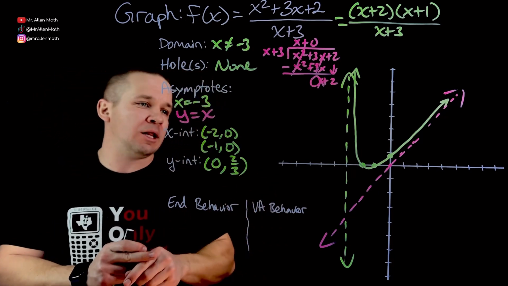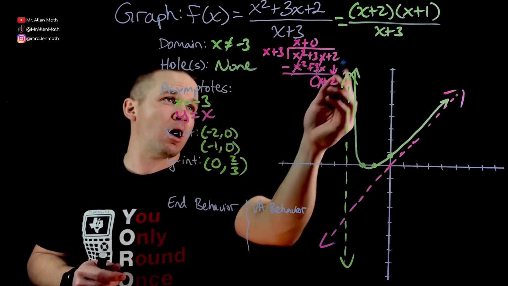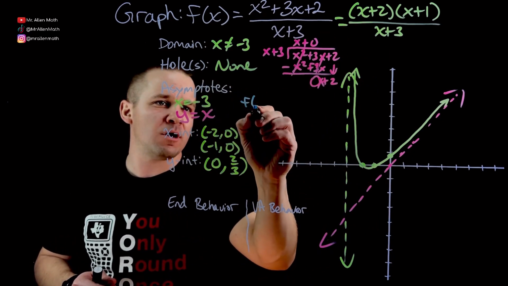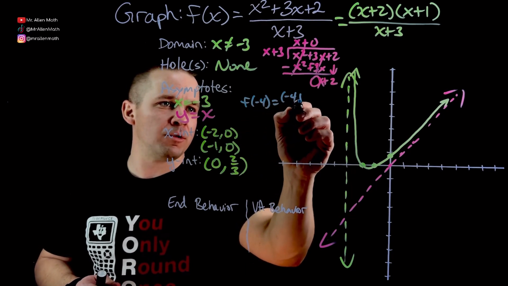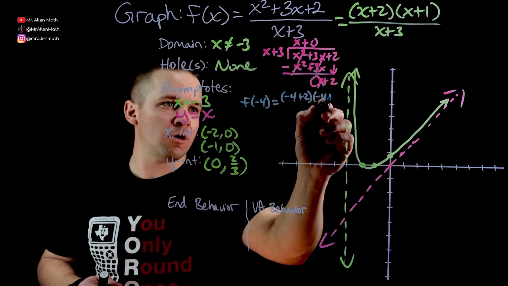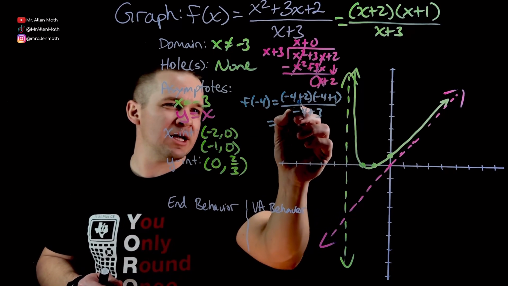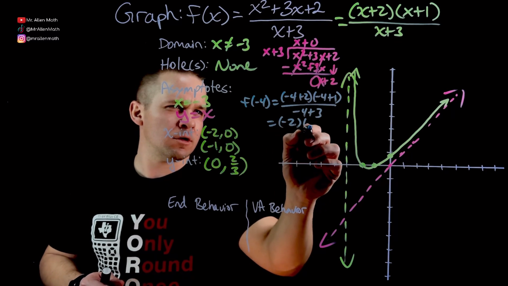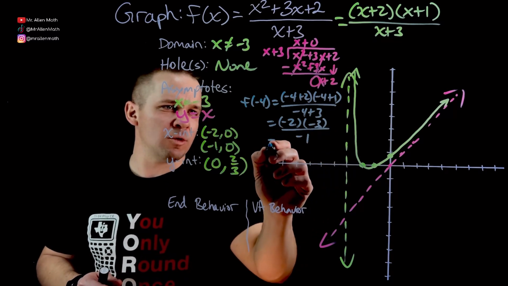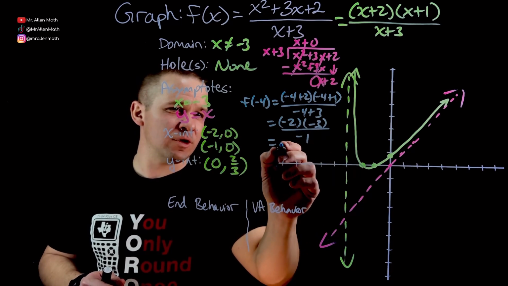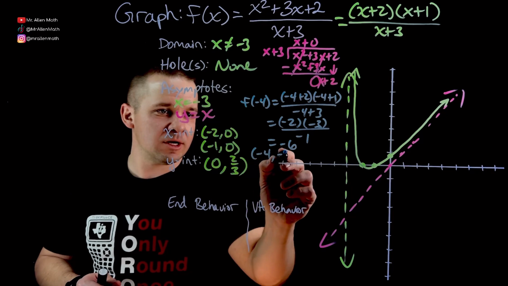So if I plug in, let's say here, that's negative 1, 2, 3, 4. So if I plug in negative 4, I'll do it in the factored form. So f of negative 4 is going to be negative 4 plus 2, negative 4 plus 1, over negative 4 plus 3. I'm going to get negative 2, negative 3, negative 1. So that's going to be 6 over -1, so -6. So that means I have the point -4, -6.